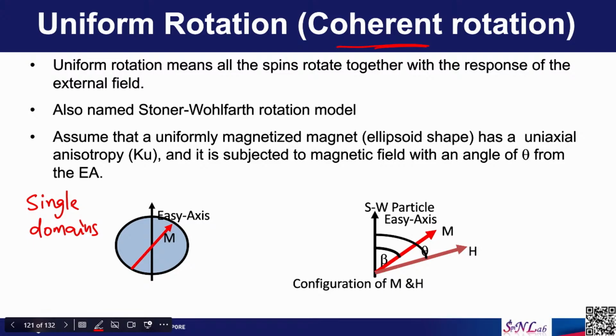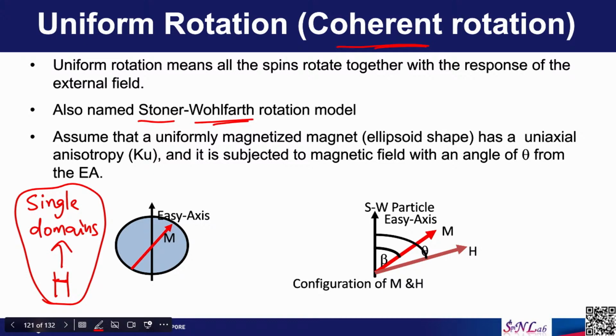Okay. So, what happens to the magnetization of the particle when you subject them to magnetic field was studied theoretically by these two scientists, Stoner and Wohlfarth, and they proposed how these particles will reverse their magnetization when they are subjected to a magnetic field, and this model is called the Stoner-Wohlfarth reversal model.